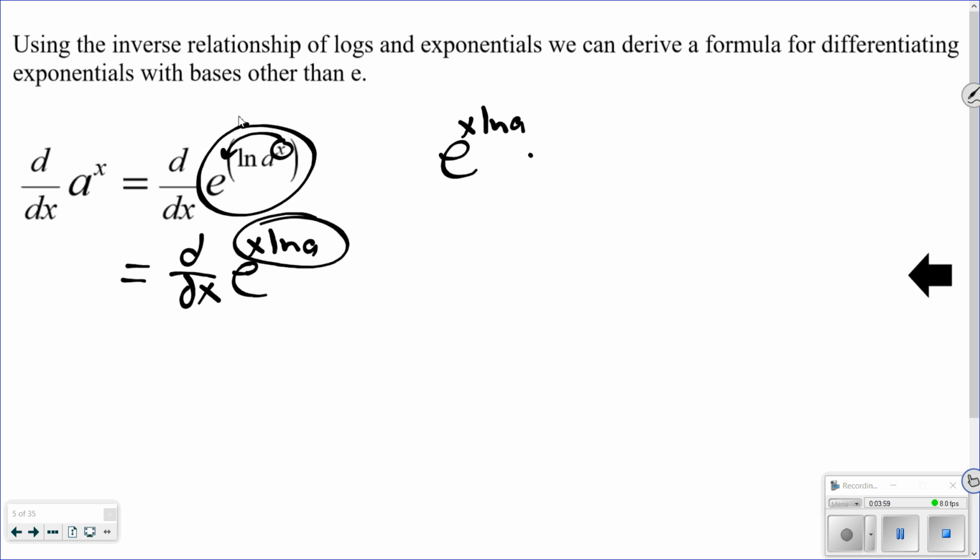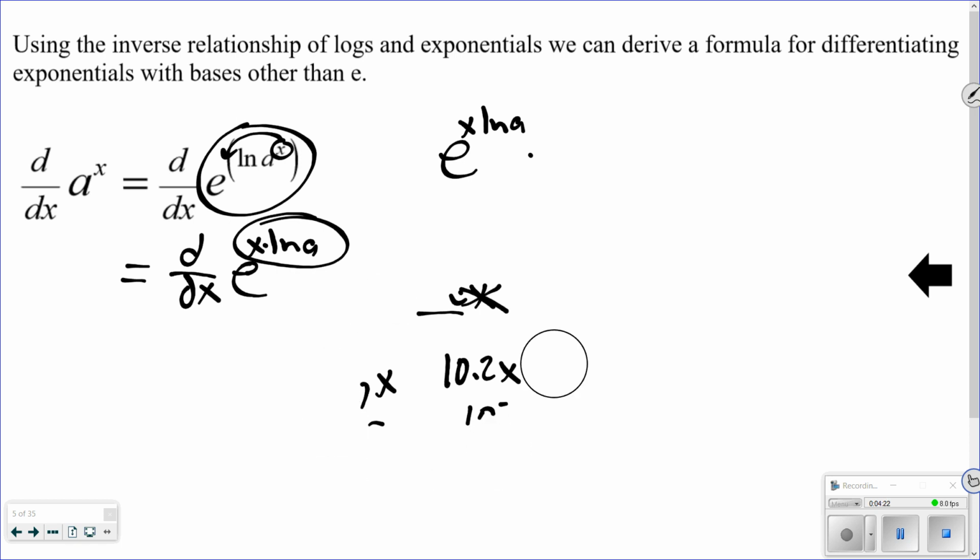Well, ln of a is just a constant. It's a coefficient, right? Just a quick example: if I have 5x, the derivative of 5x is just 5. Or if I have 10.2x, the derivative of 10.2x is just 10.2. So if I have ln of a times x, ln of a is just a constant. The x goes away, so the derivative is just the ln of a.